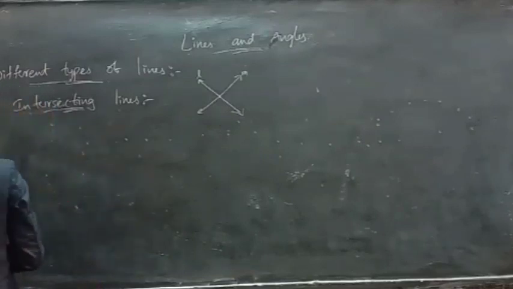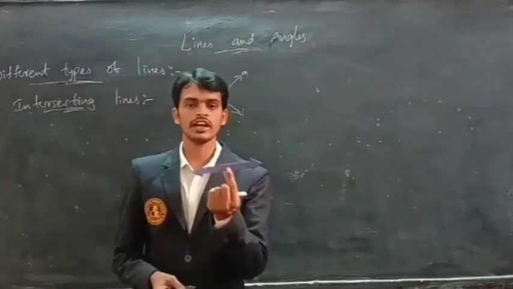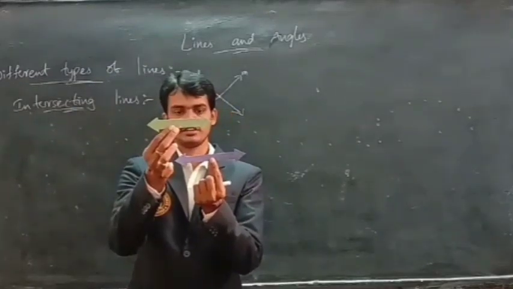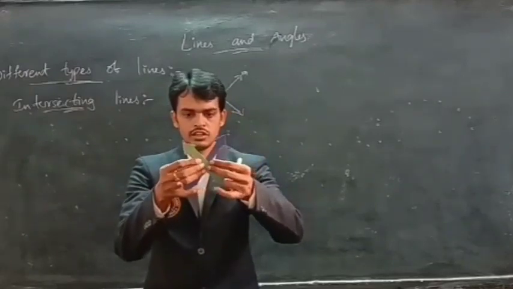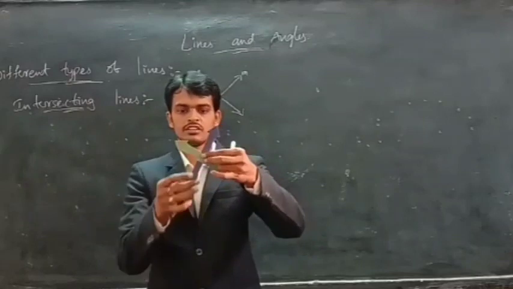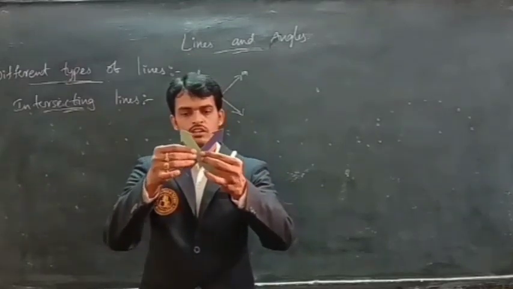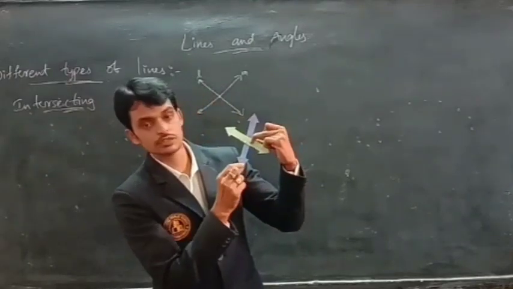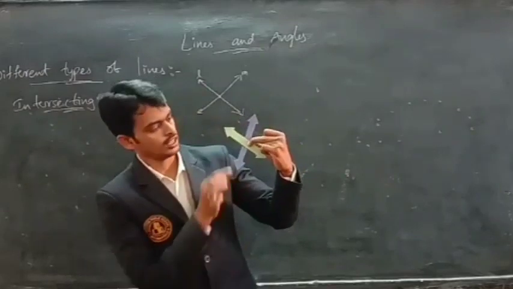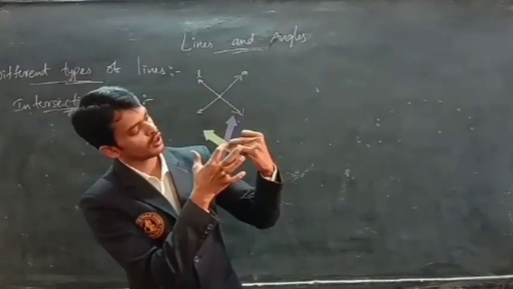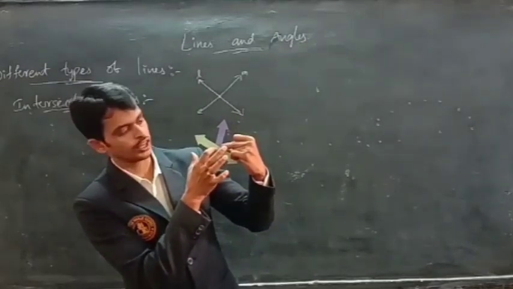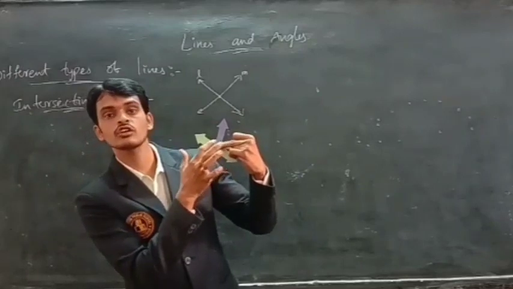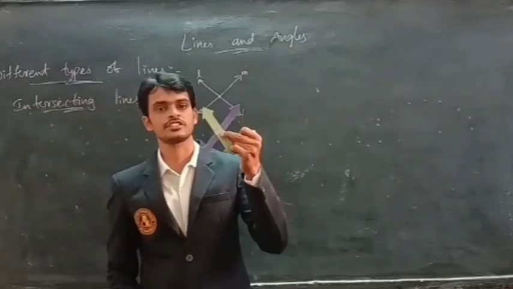Next, look at these lines. This is one line and this is another line. The two lines are intersecting like this. This line and this line have a common point, so these two lines are called intersecting lines.